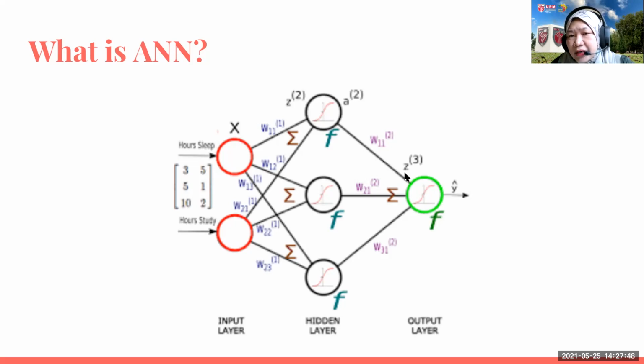Since we have 3 lines coming into the output layer, we will have the output from neuron 1 multiplied with weight 1 here, output from neuron 2 multiplied with weight 2 here, and output from hidden neuron 3 multiplied with weight 3 here. We sum up these 3, and then we apply the activation function again, and we will get a single output.